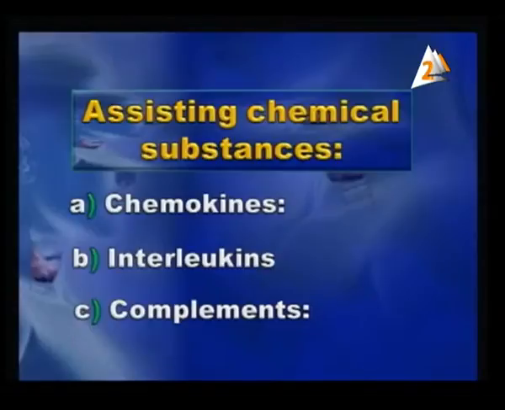The second one, interleukins, act as communication tools between different immune cells, and also between the immune system and different body cells. They help the immune system to perform its defense function. The third one, the complements, are different types of proteins and enzymes that destroy microbes in the body after their conjugation with antibodies.